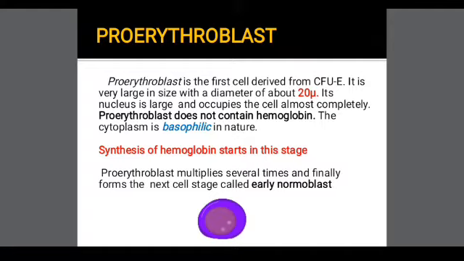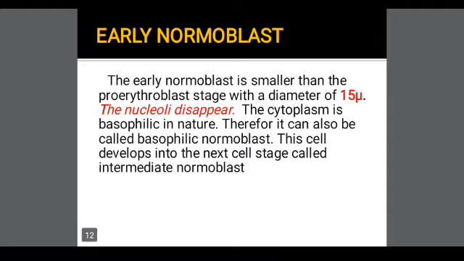Now let's take note, there's something that happens in this stage. One important thing, synthesis of hemoglobin starts in this stage. The matured red blood cell contains hemoglobin, so it's at this stage that hemoglobin is being synthesized at first. The proerythroblast multiplies several times and finally forms the next cell stage called early normoblast. So let's move on to early normoblast.